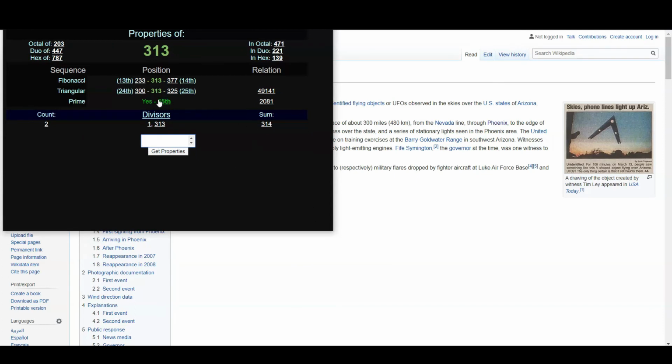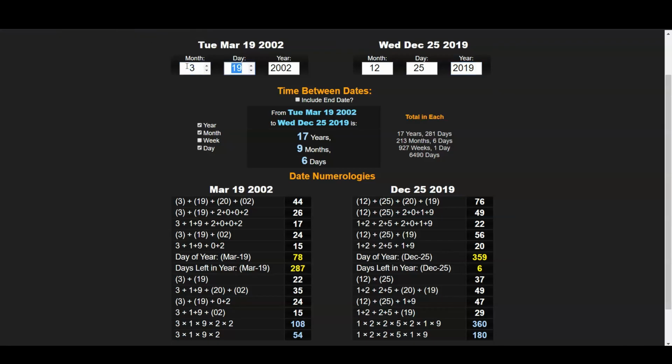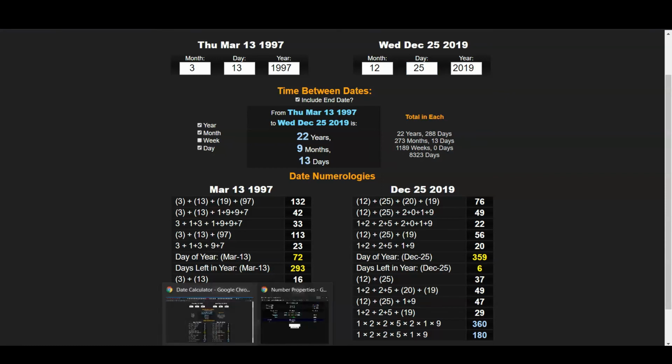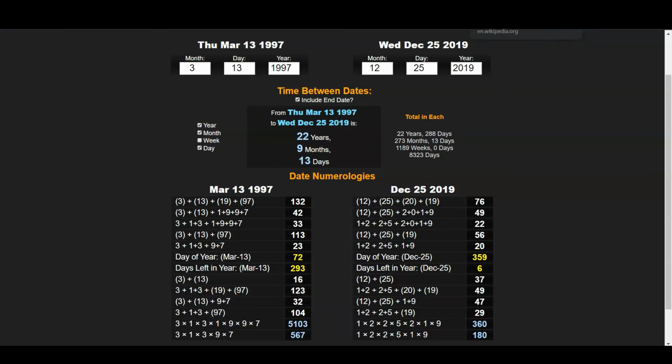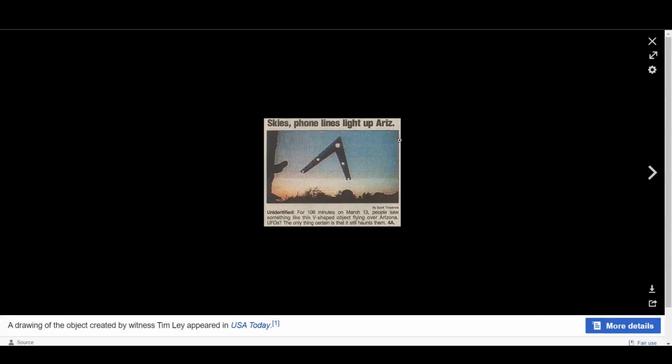And remember, we're looking at the 6th and the 5th, or the 6-pointed star and the 5-pointed star. And the date of 331 can also be written as 31-/3. But 313, 1997, to 12/25/2019, if we count the end date, it's a total span of 1,189 weeks after the Phoenix Lights, and there are 1,189 chapters in the Bible.